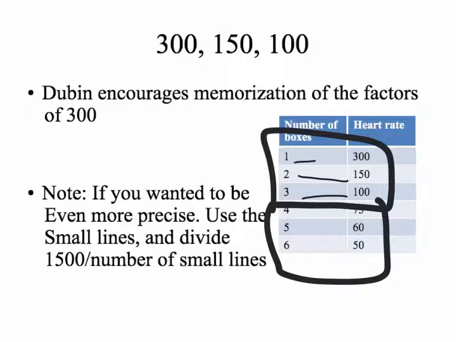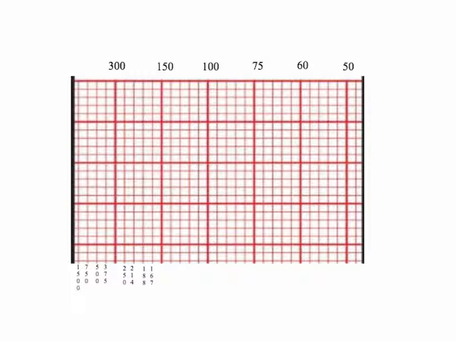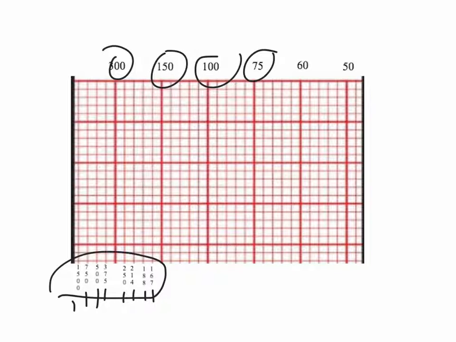If you really want to be awesome, I say memorize the factors of 1500, because you'll remember there are 1500 small lines for every 300 big lines. And so I demonstrate: we got 1500, 750, 500, 375. Of course, I got 300 up here, 250, 214, 188, and 167. So you're going to get more accuracy by doing it this way. But of course up here, you got the 300, 150, 100, 75, 60, 50.